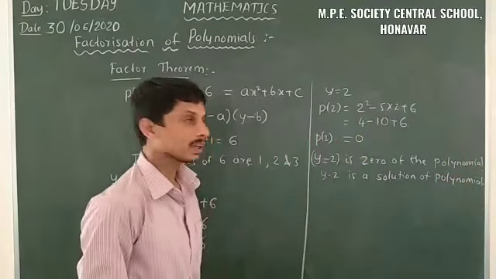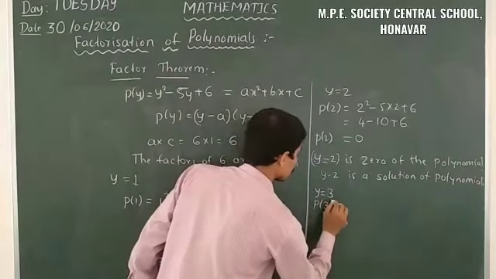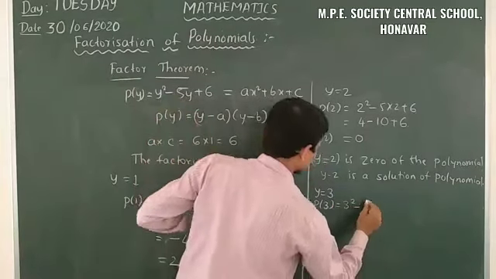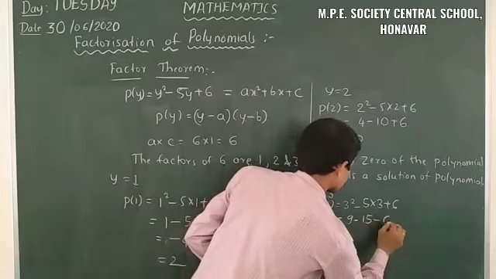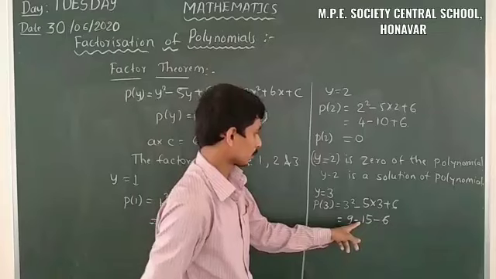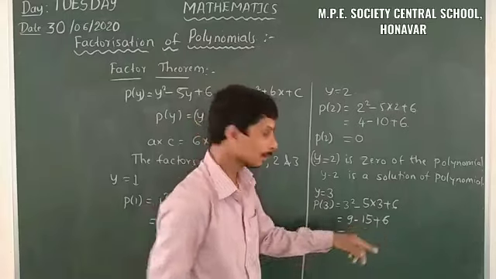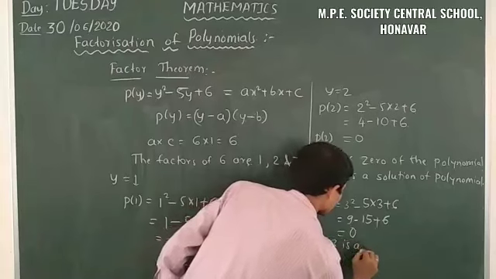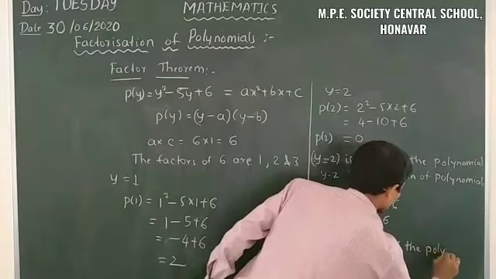So again, take y is equal to 3. Then p of 3 is equal to what do we get? 3 square minus 5 into 3 plus 6 here. So 9 minus 15 plus 6, 6 plus 9 is equal to 15. 15 minus 15 is equal to 0. Therefore, y is equal to 3 is a zero of the polynomial.